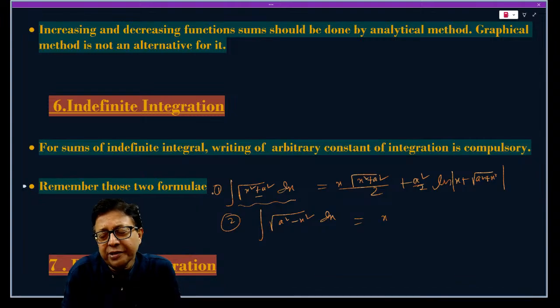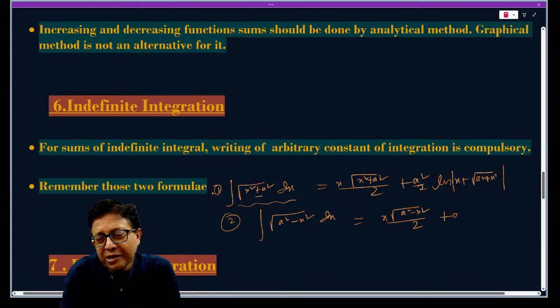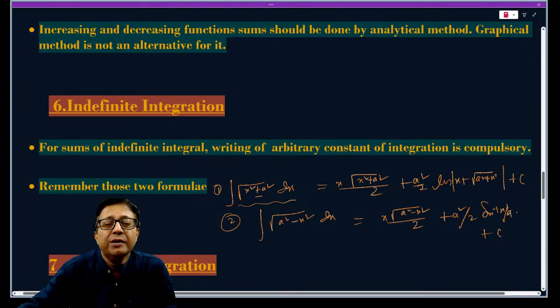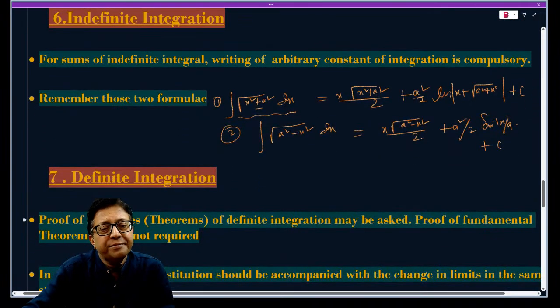This will be plus a square by 2 sin inverse x by a. See the mistake I have done here? Forgot to put plus. Please, 0.5 will be deducted.